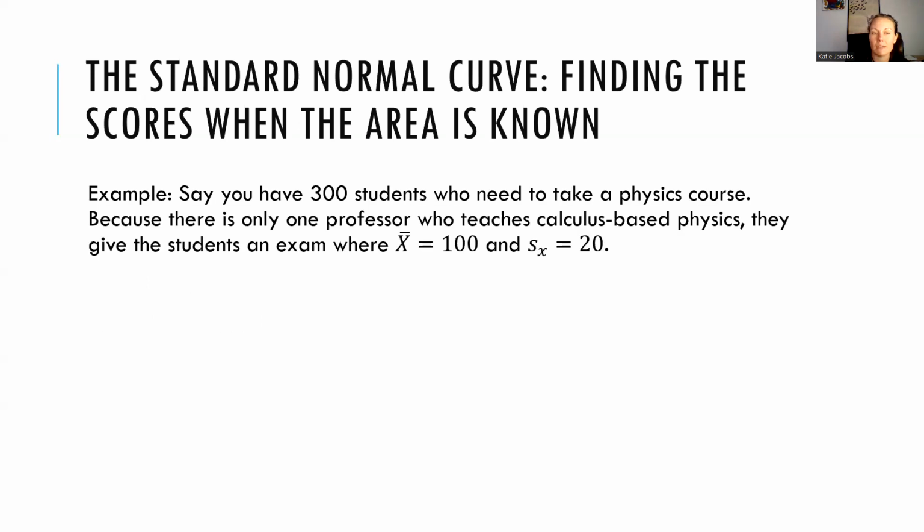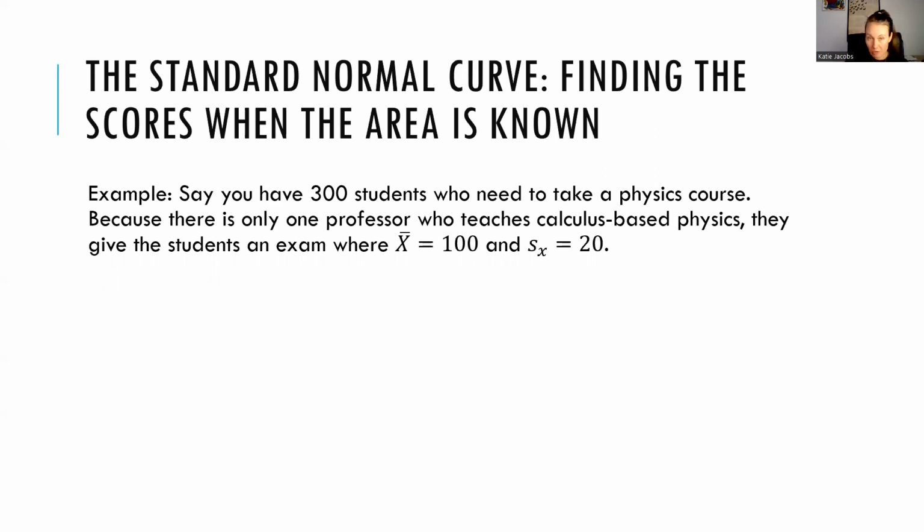Our example is, say we have 300 students who need to take a physics course because there's only one professor who teaches calculus-based physics. They give the students an exam where the mean equals 100 and standard deviation equals 20. So here I'm going to go ahead and draw out my normal curve, right? Because I know, hey, I got some information here. We know that our sample size is 300.